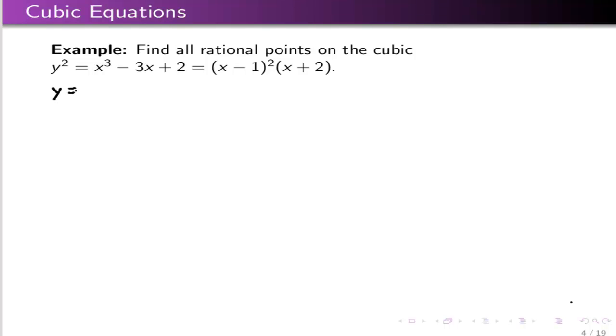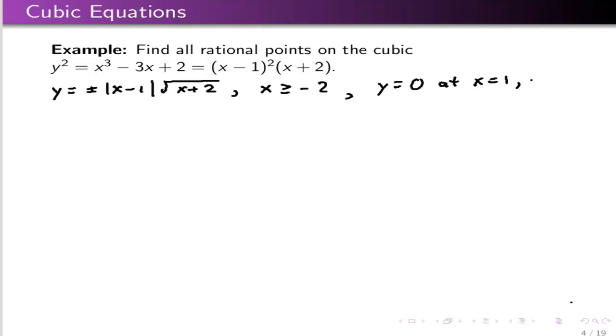Y could be the plus or minus square root of this quantity, so plus or minus the absolute value of x minus 1 times the square root of x plus 2. So we would certainly need x to be at least negative 2 in size. And if we want to find where the derivative is 0, well certainly y is 0 at x equals 1 and negative 2. But now if we want to calculate y prime, we get 2y y prime is 3x squared minus 3. So that's 3 times x minus 1 times x plus 1.